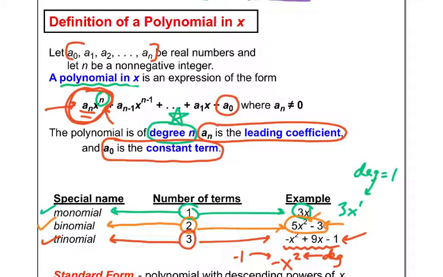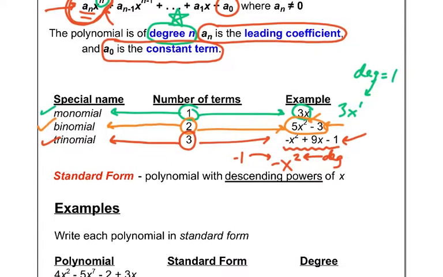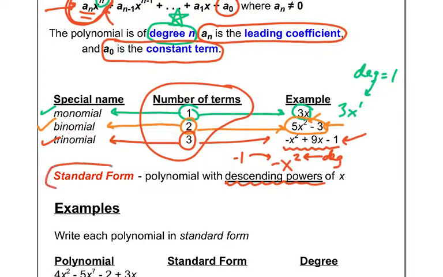Okay, we can go further and have 4 terms, 5 terms, but we generally don't have names attached to those, so these three are the most popular names that you will see. Monomial, binomial, and trinomial. It's really helpful to play with polynomials when they're written in descending exponent or descending powers. And when we have that, it's called standard form. If you have a polynomial such as x to the 4th plus x cubed plus x squared plus x to the 1 plus 1, that's in standard form because if you look at the exponents or the powers, they are in descending order.